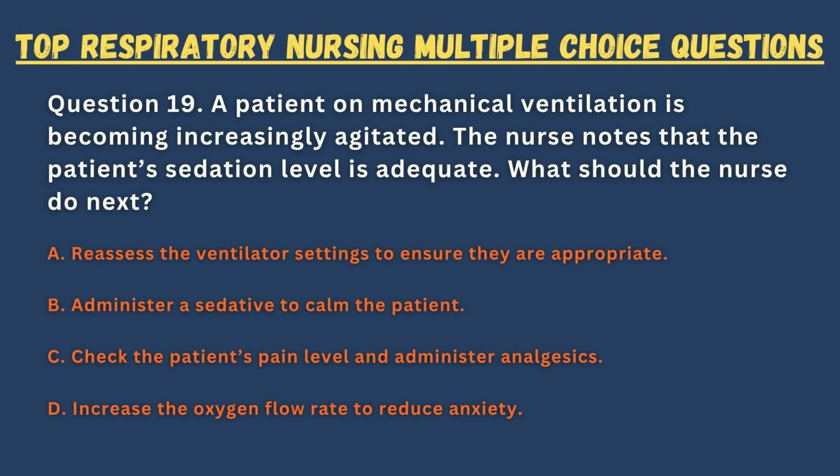A patient on mechanical ventilation is becoming increasingly agitated. The nurse notes that the patient's sedation level is adequate. What should the nurse do next? A. Reassess the ventilator settings to ensure they are appropriate. B. Administer a sedative to calm the patient. C. Check the patient's pain level and administer analgesics. D. Increase the oxygen flow rate to reduce anxiety.